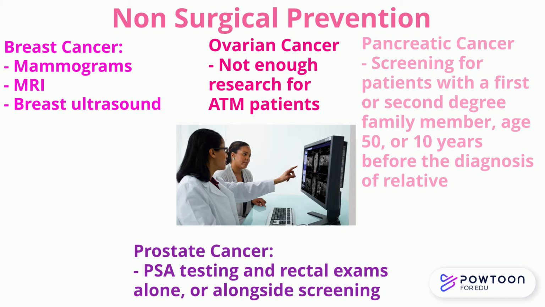Finally, for prostate cancer, men with ATM should have a discussion with their doctors about prostate screening to evaluate the benefits and potential harms. For those who choose screening, annual PSA testing and rectal exams are recommended. PSA stands for prostate-specific antigen. PSA is a protein in the blood that can be measured to detect prostate cancer. PSA and rectal exams are typically more reliable than screening.